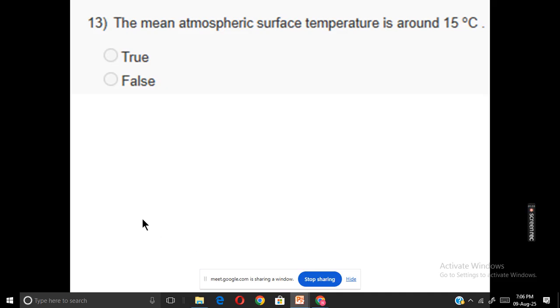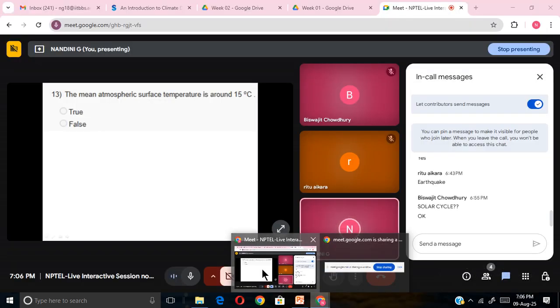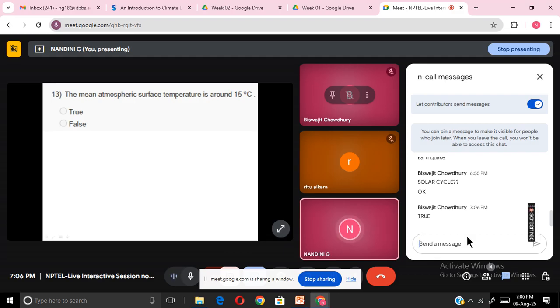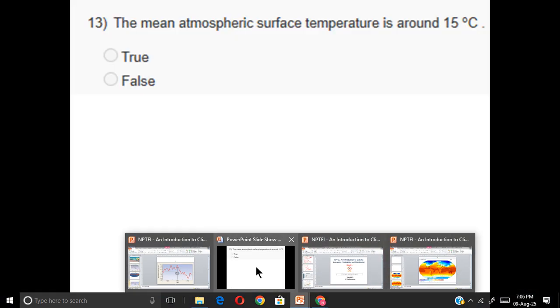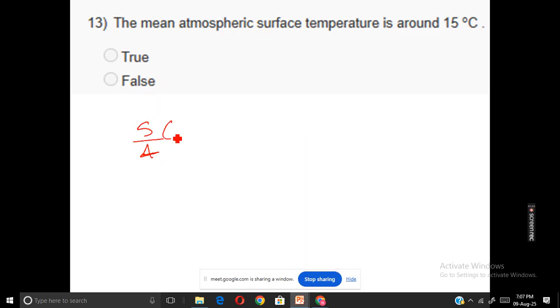Now, the mean atmospheric surface temperature is around 15 degrees Celsius. True or false? We already calculated the surface temperature of the Earth from the amount of solar radiation reaching the surface. Do you remember the equation that we used? We used S/4 times (1 minus alpha) equals sigma T to the power 4. From this equation, we calculated the value of T.